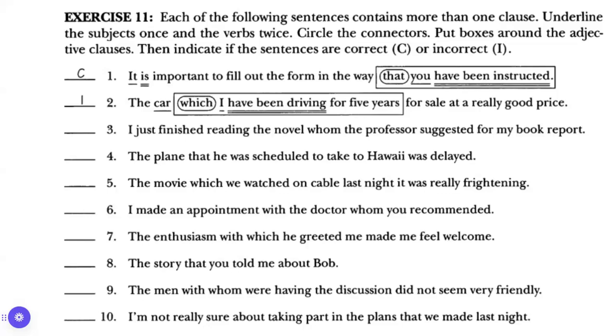Okay, let's check. Number 3, incorrect. There's an incorrect connector. Whom should be which. Number 4, correct. Number 5, incorrect. There's an extra subject. We should omit it. Number 6, correct. Number 7, correct. Number 8, missing verb, which could be was funny. Number 9, incorrect. There's a missing subject, which could be we were having. And number 10, correct.